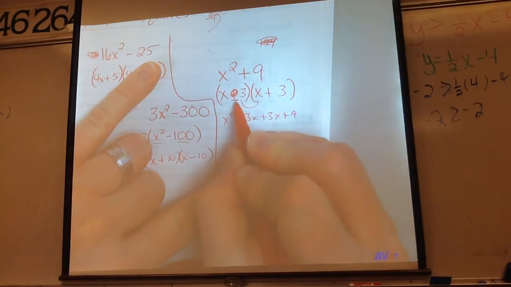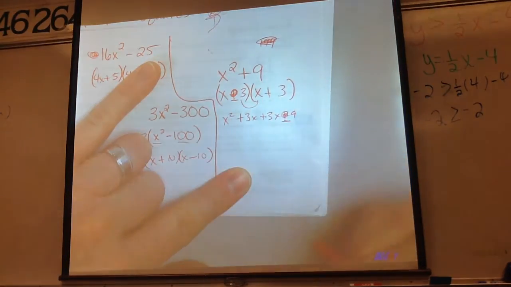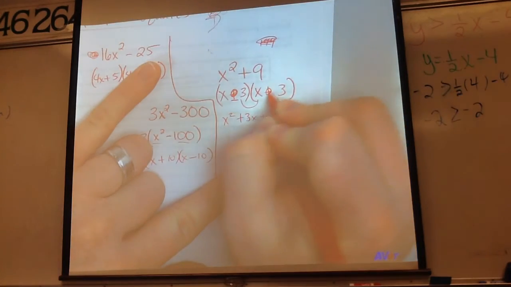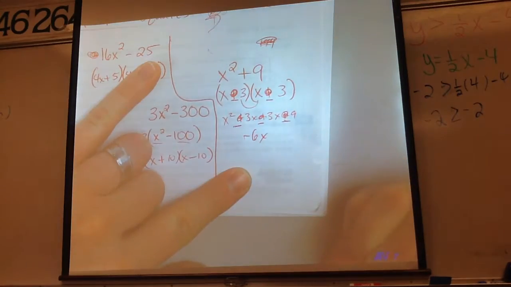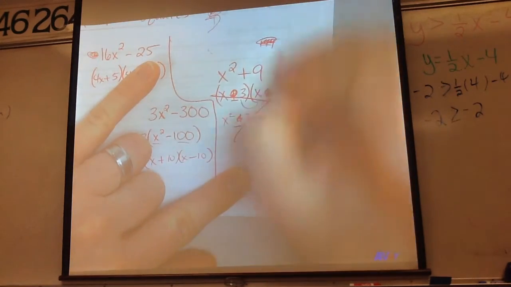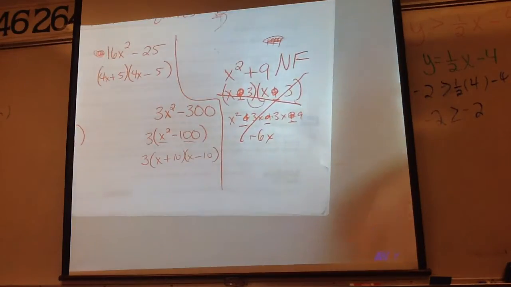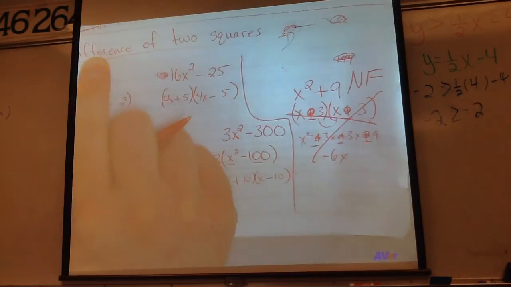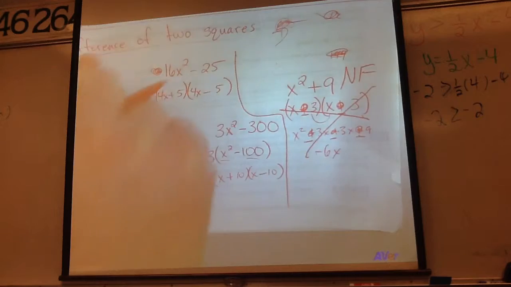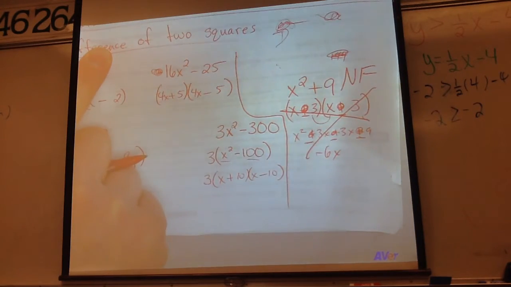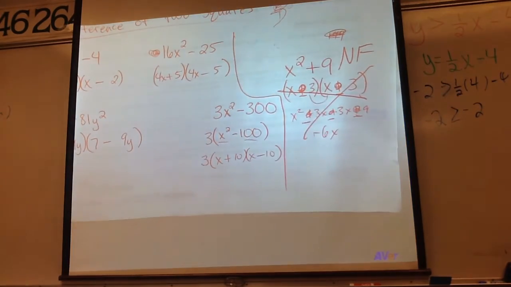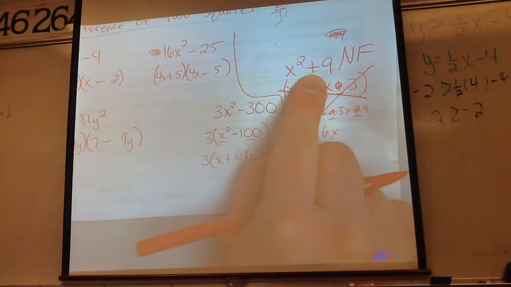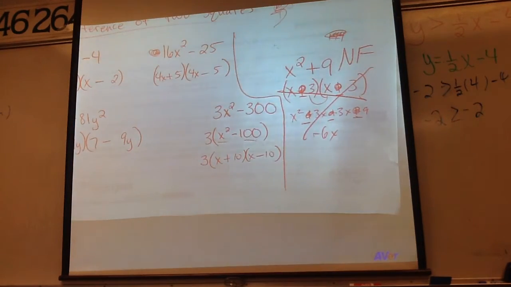But when you do negative 3 times positive 3, you get negative 9, and the middle cancels. If both are negative, you get negative 6x in the middle. So it's not factorable. That's why I said difference of two squares. It has to be subtraction. If it's positive, it's not factorable. Put that on the test. I want to see how many try to solve it.